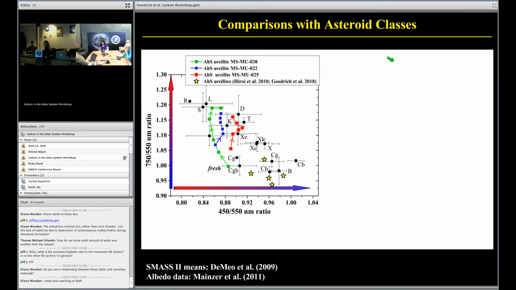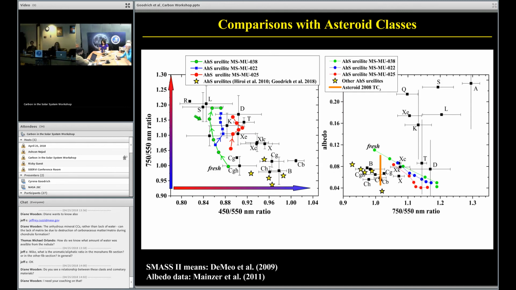Okay, comparing the spectra for our three samples then with asteroid class means, this plot shows the 450 to 550 nanometer ratio versus the 750 to 550 nanometer ratio. And you can see the paths of increasing laser irradiation followed by the three samples in the three different colors. You can see all three of them getting increasingly redder, but interestingly, they're not all following the same path, and they're not all following smooth paths, which is something that we hope to look at in more detail.